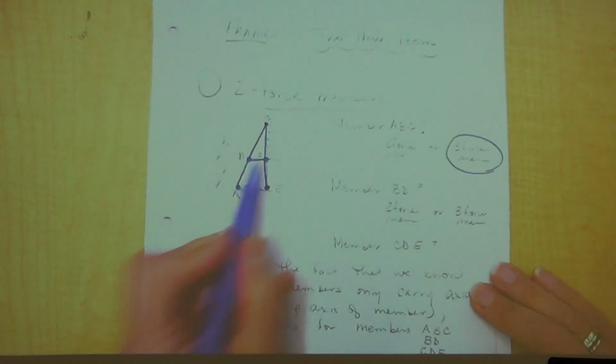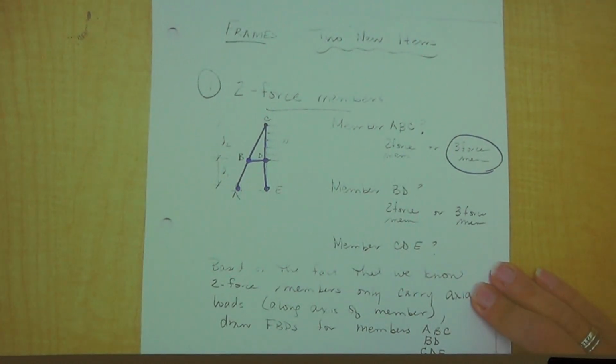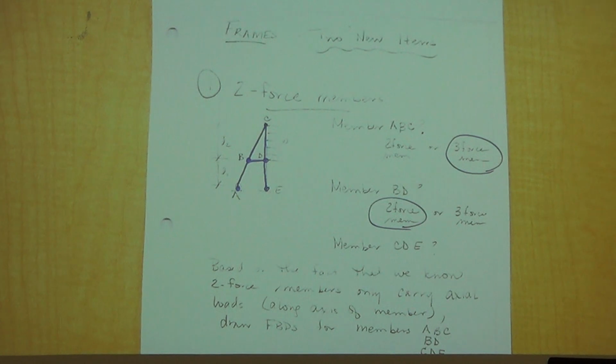How about BD? 2 force or 3? 2 force member. How come? Because there's only forces and reactions at the end. Right, because there are supports at the end, which means there are only reactions at the end, there are only forces at the end. Eric? What if you had a force connection on A, B, C, would it be a 4 force? Yeah, that's where we're going to next.